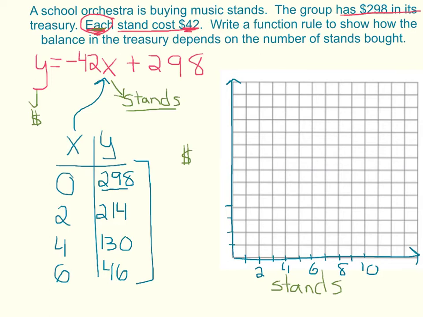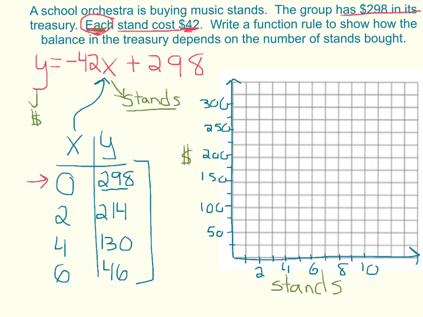So up 4 would be 100, and then up 4 more is 200, up to 300. So halfway here is 50, and then 150 and 250. So we're going to plot those points.